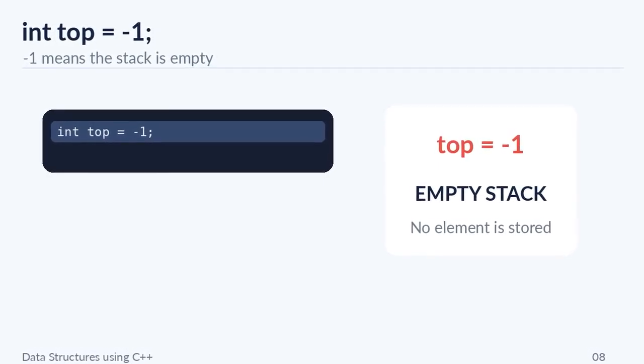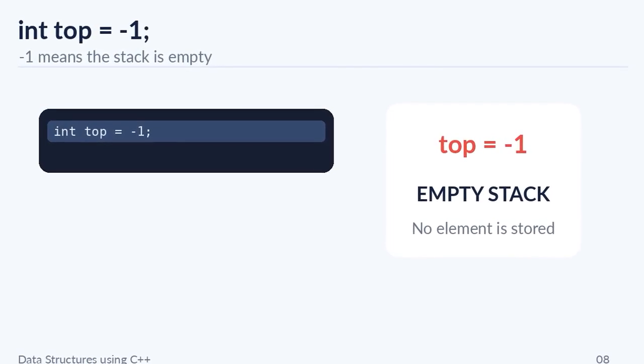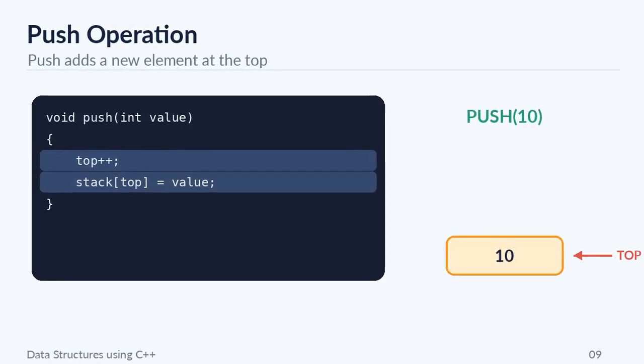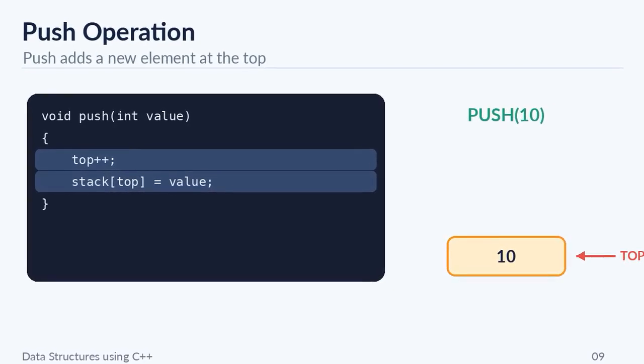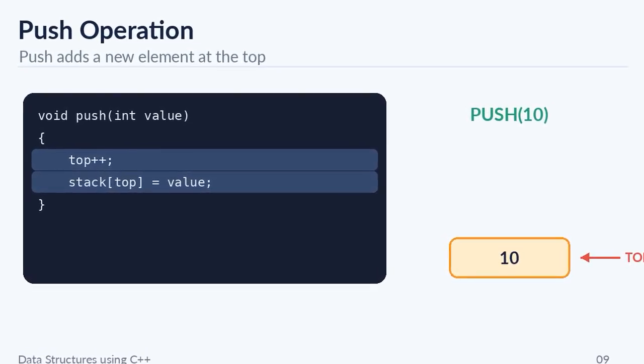So how does it start? It starts from int top = -1. What is -1? It tells us the position of the top element. top = -1 means the stack is empty. Now we create the push function.